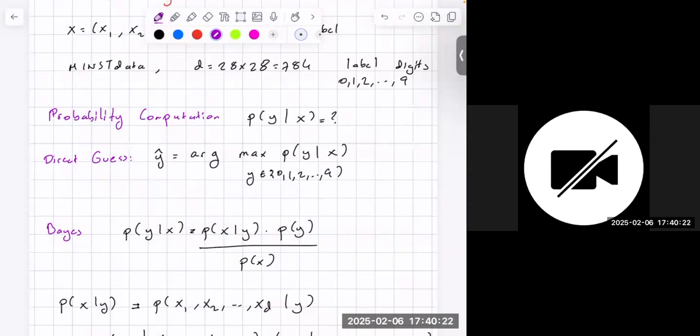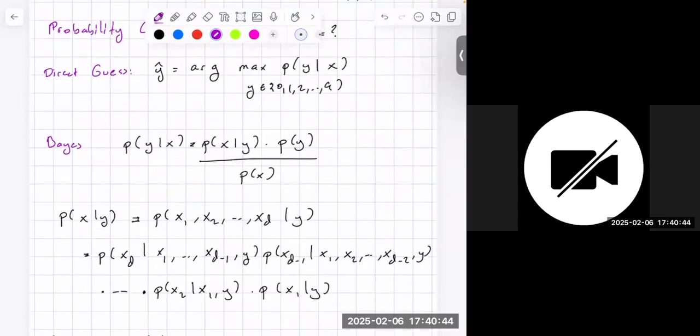This means your label is actually 5. The digit is actually 5. Now, conditioned on that, what is the probability of the first pixel being this, second pixel being that? You know, that's what this is asking. If I try to use Bayes' law to do this computation, okay?